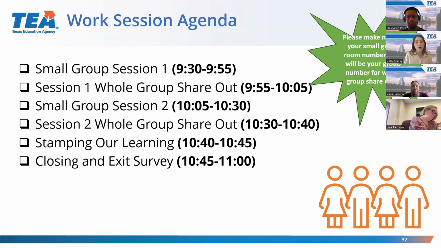There's a space for you on your participants guide just to jot down whatever room number you are in. That will be your group number for the purposes of our whole group reflections. Also could be helpful if you get kicked out for any reason or need to rejoin. We know where to put you if we need to get you back in a small group room.